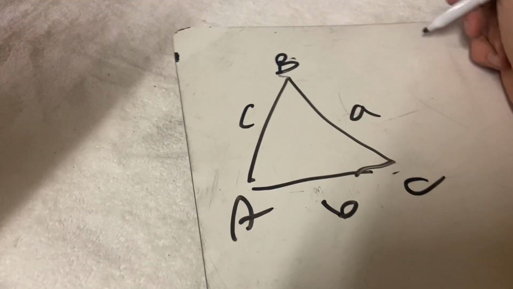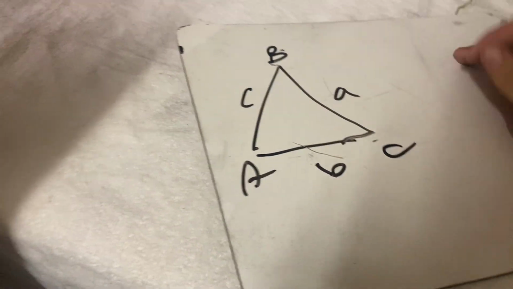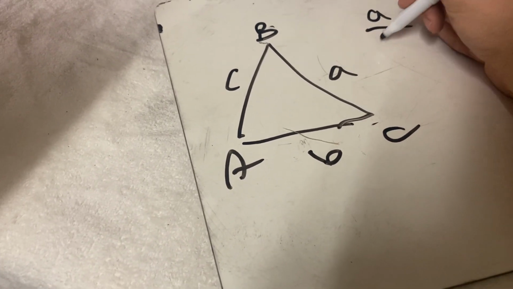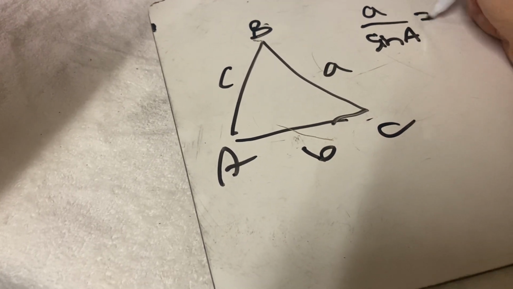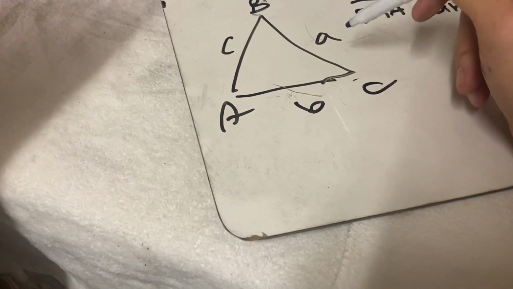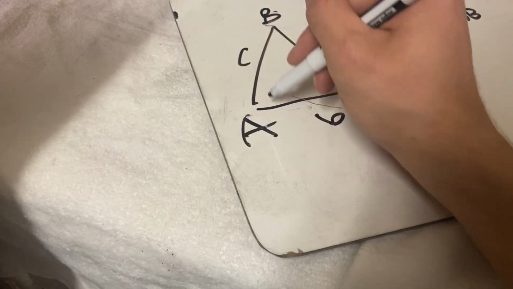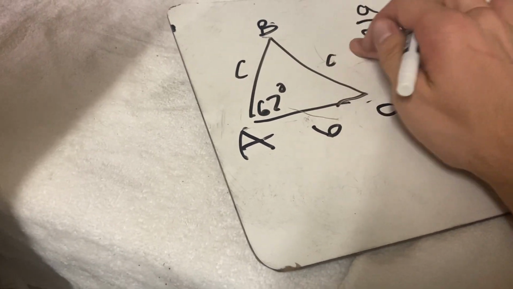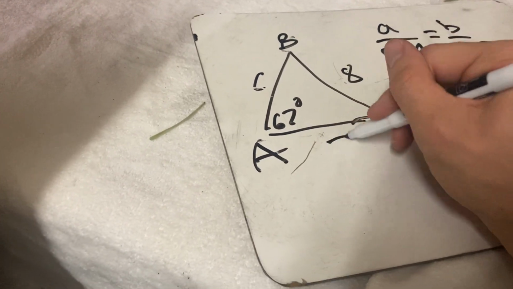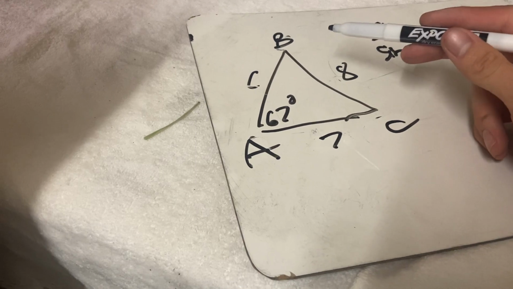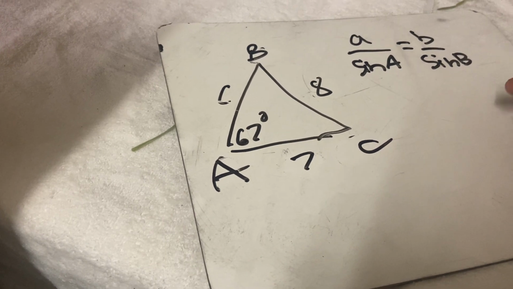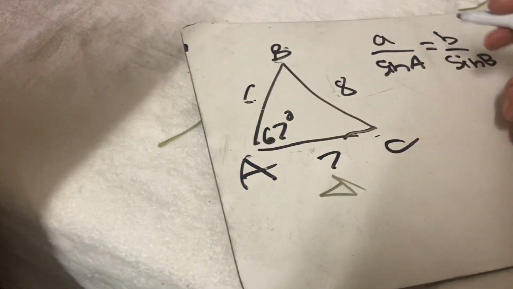Okay, now a good trick to solve this if you want to find a missing angle. Sorry, these are my guinea pigs. So I'm going to do a over sine of capital A equals b over sine of capital B, because we want to find the other values. Angle A is 67, side a is 8, and side b is 7. Let's find what capital B is, let's find what sine of B is. All right, so we can fill in our values.